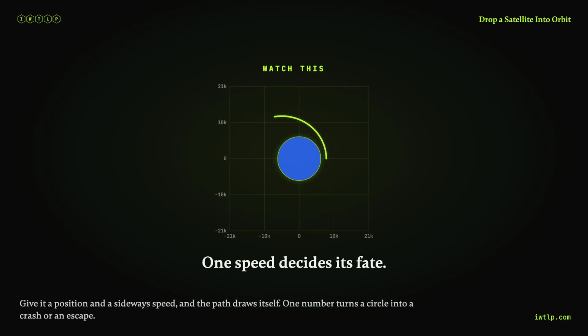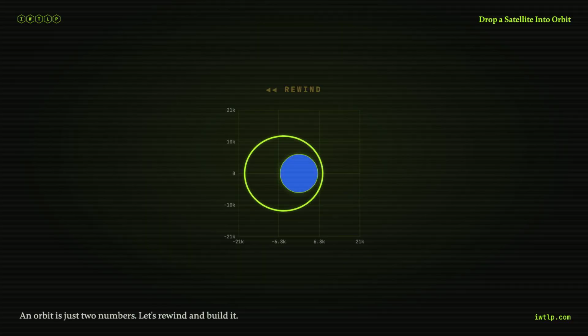Give it a position and a sideways speed, and the path draws itself. One number turns a circle into a crash or an escape. An orbit is just two numbers. Let's rewind and build it.